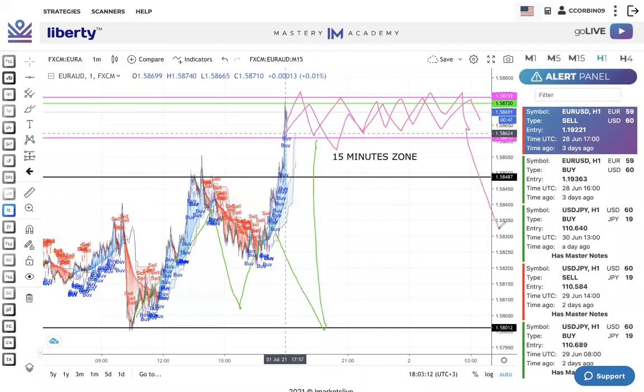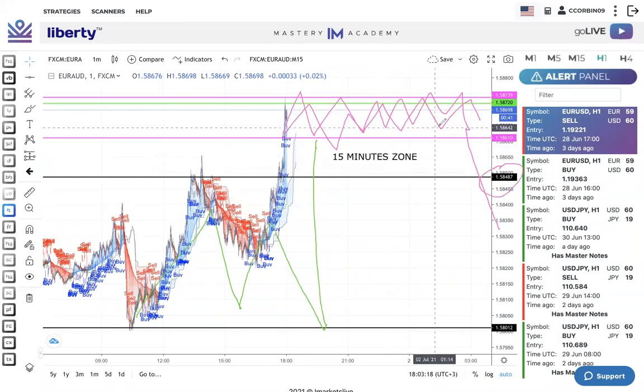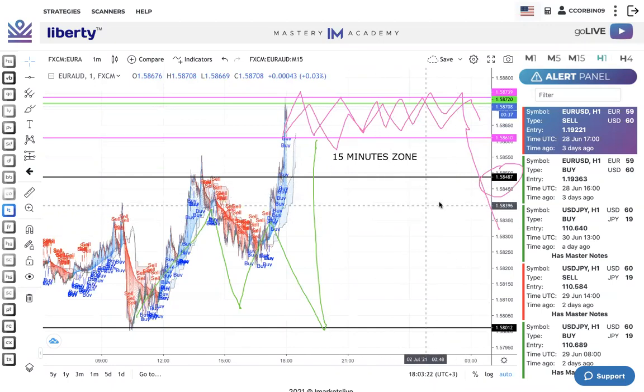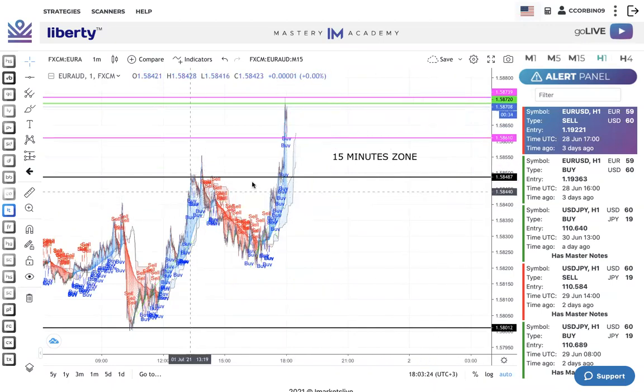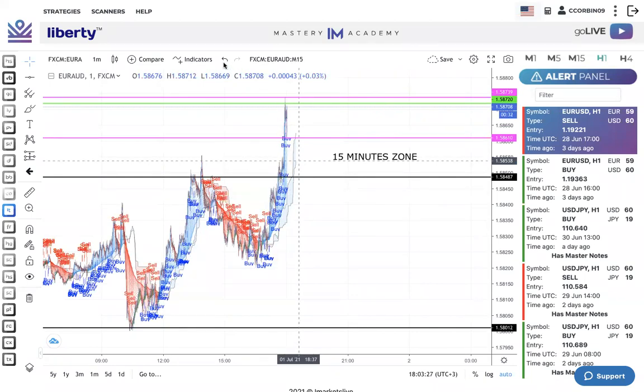If it breaks, you already have your entry point on the 15 minute. If it breaks, you already know where it's about to go, right? If the market actually decides to do something mad crazy and break, you already have an idea of where it's going to go, right? So this is still the M1.